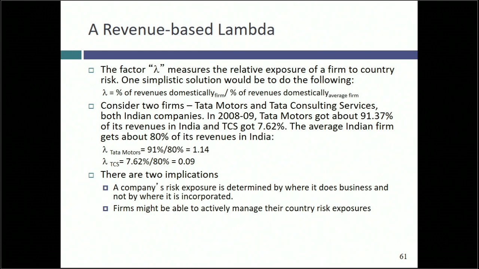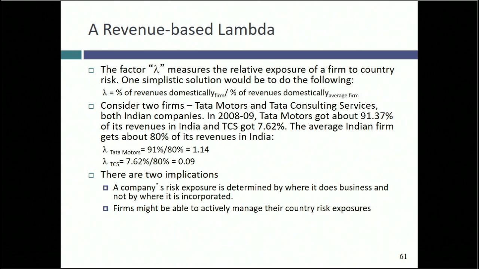Here's how I get a lambda. I take the 91% that Tata Motors gets from India and divide it by what the average Indian company gets as revenues in India. This can be a pain in the neck in some countries to estimate. In the US, it's actually pretty easy because the S&P reports what percentage of revenues of the S&P 500 companies come from the US and elsewhere.